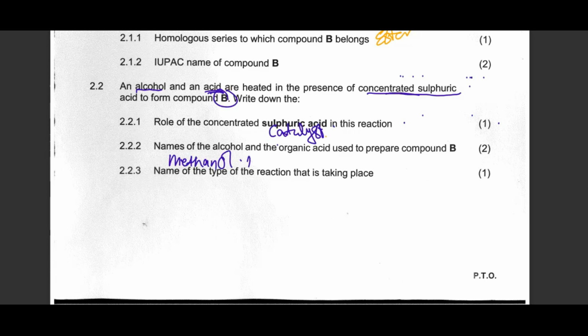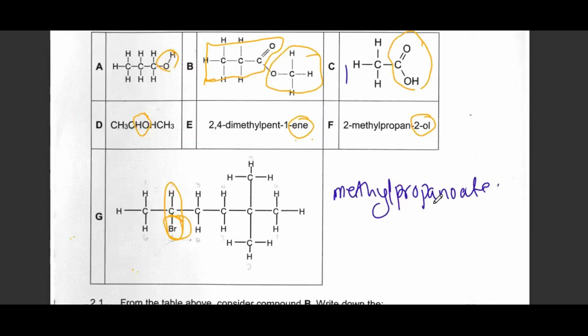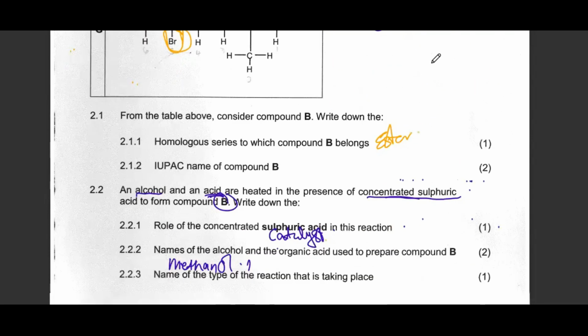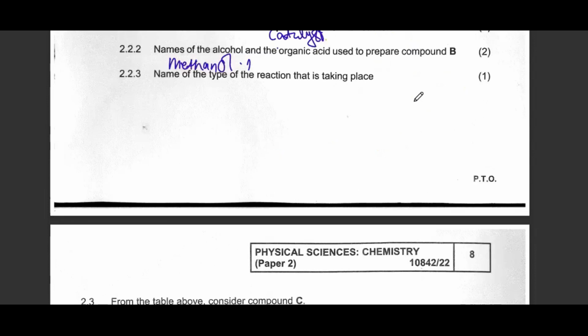Then we say that this one is the propanoate. Therefore, the carboxylic acid must start with that name. So the other one is methanol, and then propanoic acid, and then sulfuric acid as a catalyst. Then they're saying, name the type of reaction which is taking place. The reaction is esterification.